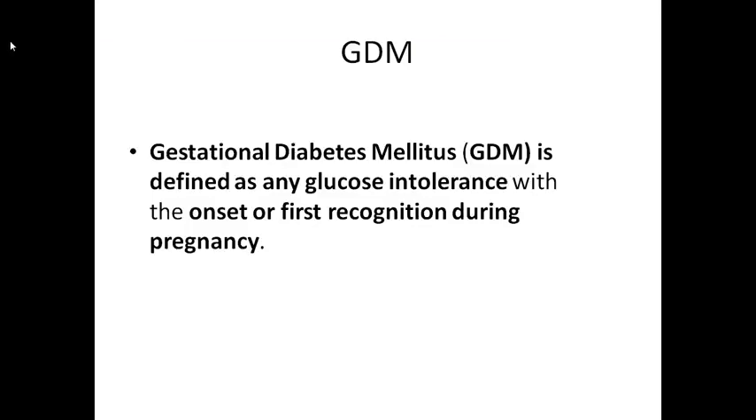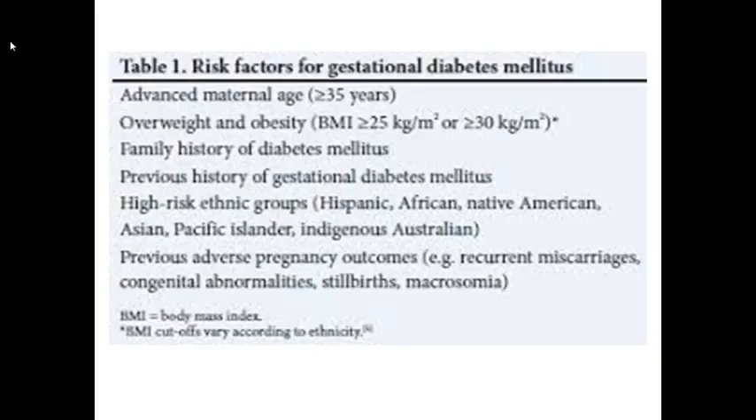So GDM, gestational diabetes, is defined as any glucose intolerance with onset or first recognition during pregnancy. So a person who was not diabetic before and has now developed high sugar levels is known to have gestational diabetes mellitus. So what are the risk factors? In which patients do you have to look for this?